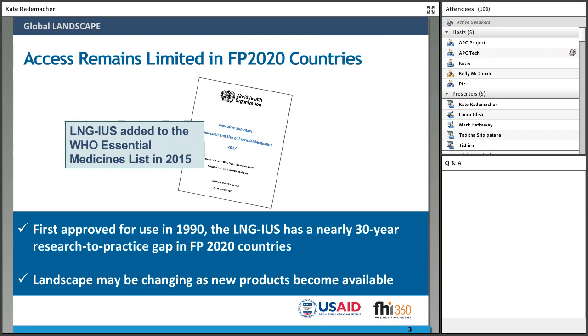Importantly, in 2015, the World Health Organization added the LNG-IUS to their essential medicine list. However, the reality is that access and use of this method remains very limited in FP 2020 countries at this time. One of the main barriers to access has been the high price of existing commodities. As I'll discuss more in the next slide, in many developing countries, the LNG-IUS is only offered on a very limited basis and at a high price in private for-profit clinics, or not at all. However, this global landscape may be changing as new, more affordable products are starting to become available.